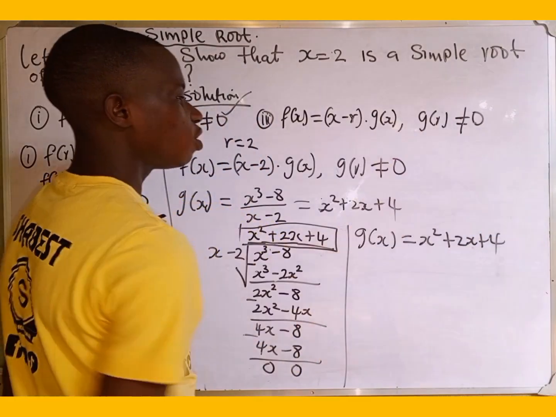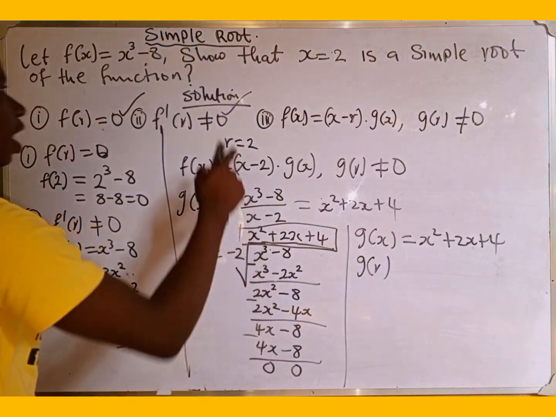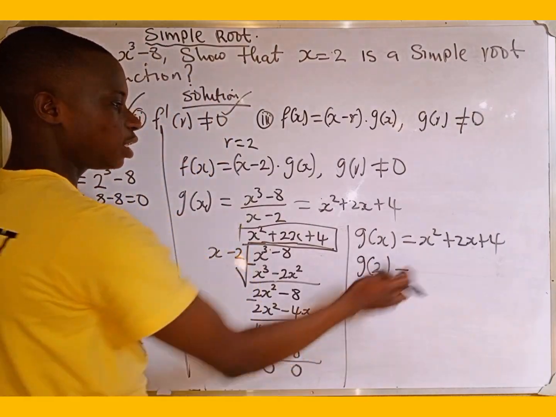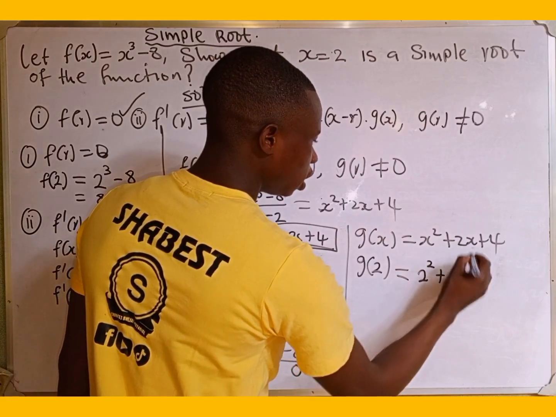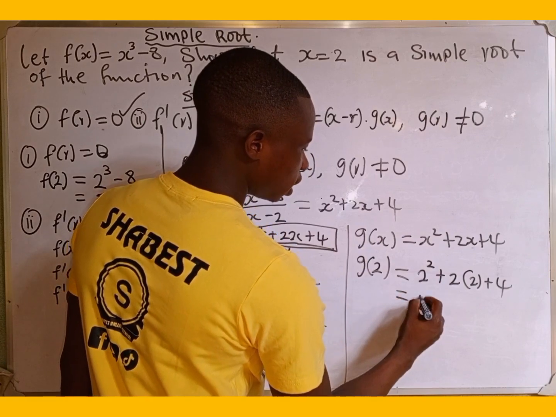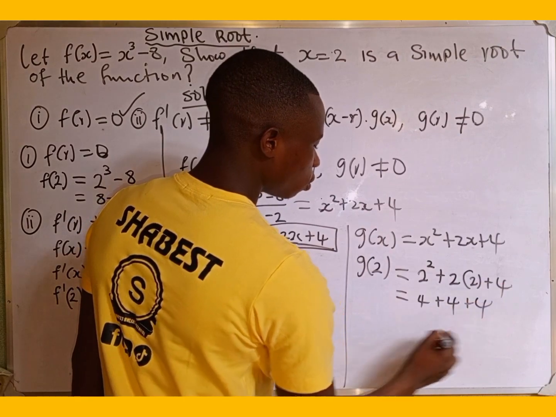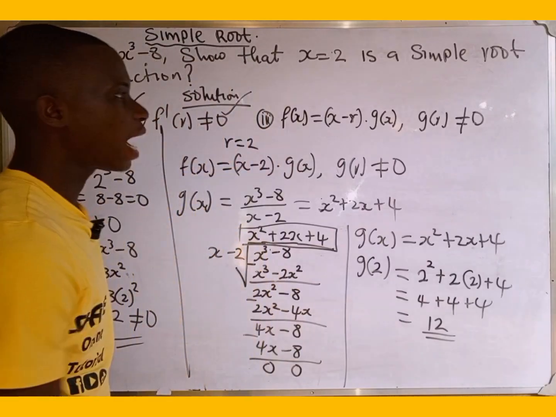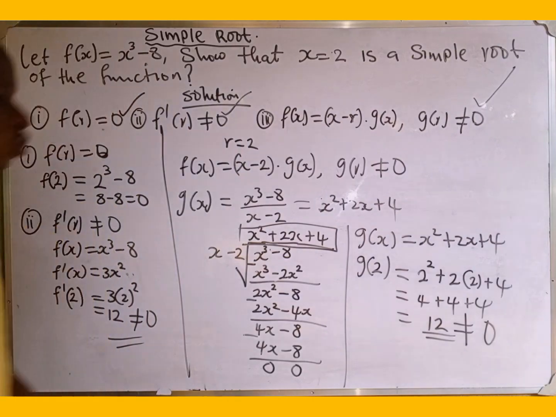And the question says where g of r is not equal to 0. So g of r, remember our r is equal to 2. Now we can replace x with 2 here, which is equal to 2 squared plus 2 times 2, then plus 4. 2 squared is 4. 2 multiplied by 2 gives us 4, then plus 4. If you add everything together, g of r gives us 12. And 12 is not equal to 0. Therefore, the third condition is satisfied.